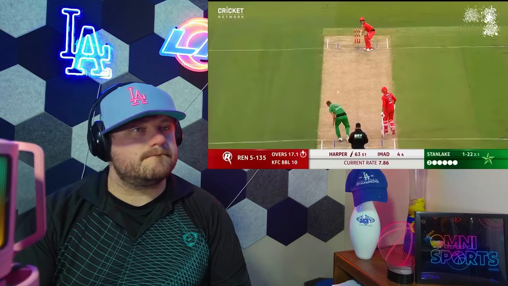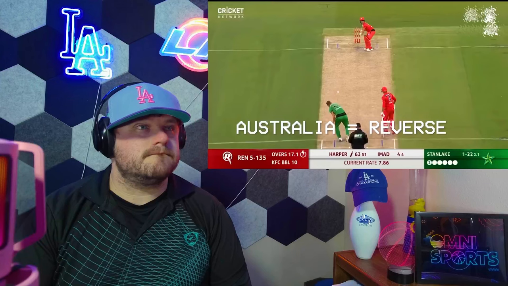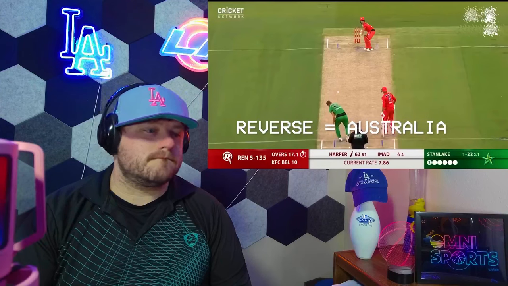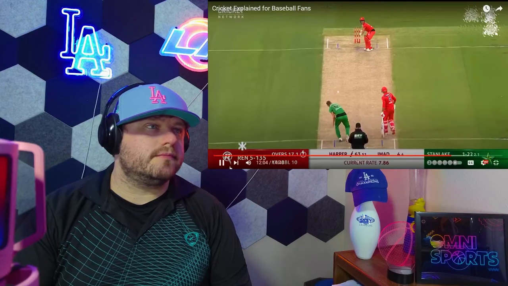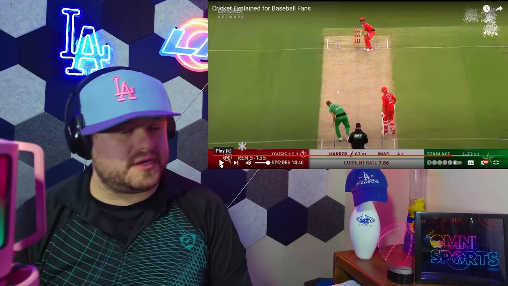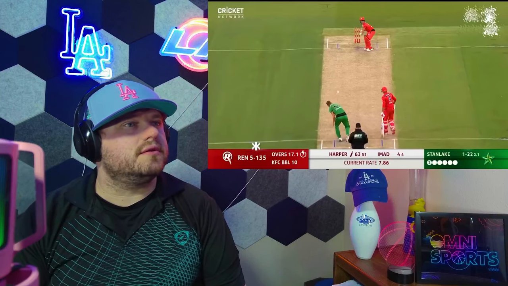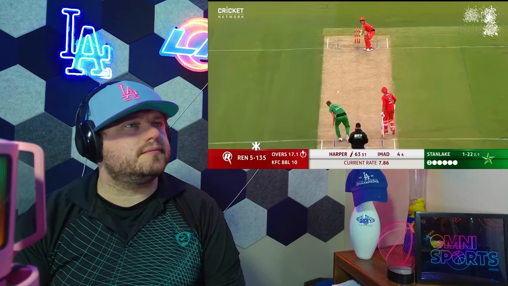Just be careful, because if you're watching an Australian broadcast, the scores are reversed. The wickets are first and the runs are second. So on this one, it says Wren, that's the Renegade. Australia, what? First off, you're upside down in the world, and now you're backwards here too? Get it together. So that's one of the teams. 5 for 135. So it's 5 wickets for 135 runs.